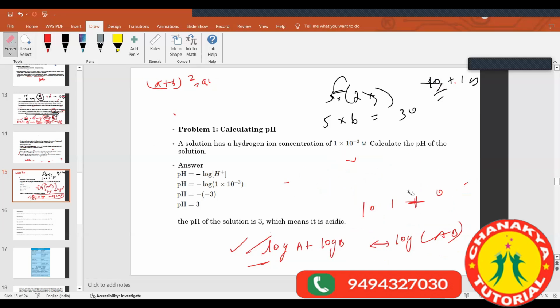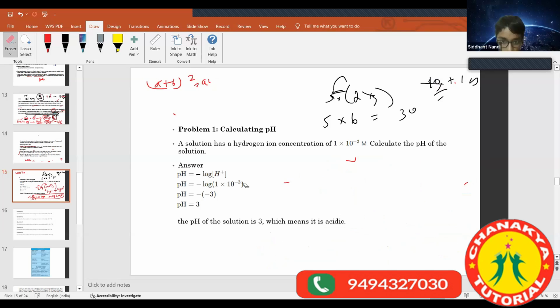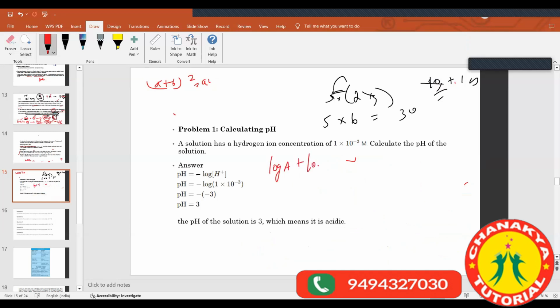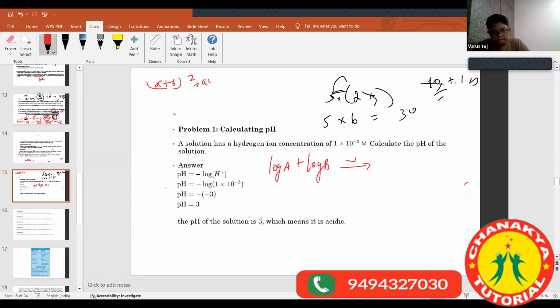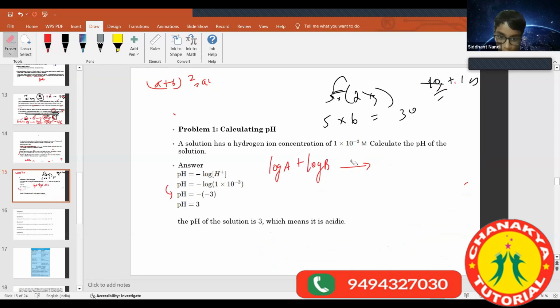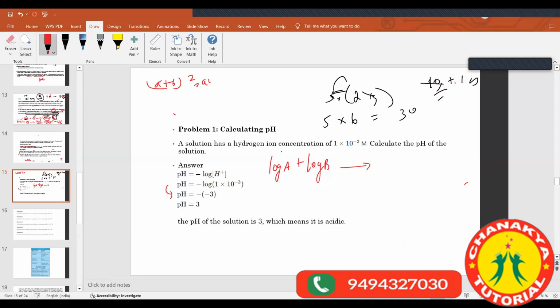Just see, I'll erase everything. Log a plus log b, how do we get the log value of b? Yeah, we'll come to that, don't worry. Log a plus log b. If there is a log a and there is a log b, I can write them as log of a into b. I can multiply them and write like this.